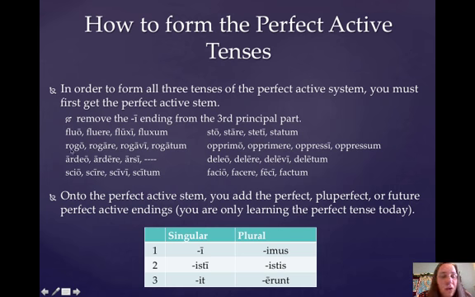Rogo, third principal part, rogavi. Opprimo, oppressi. Ardeo, arsi. Deleo, delevi. Scio, scivi. And facio, feci.